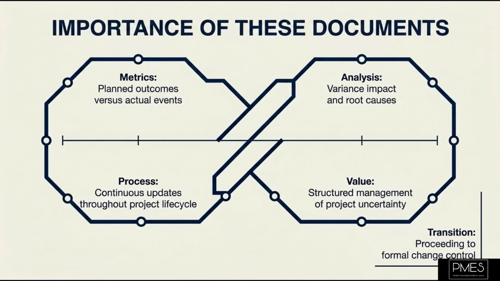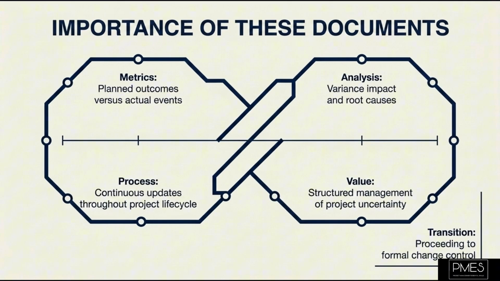The lessons learned register generally includes categories such as what was planned, what actually happened, the variances and their causes, the impact, and recommendations for future projects. It should be updated throughout the project lifecycle, not just at the end. Collecting lessons learned continuously ensures that relevant information is captured while it is still fresh in everyone's mind.